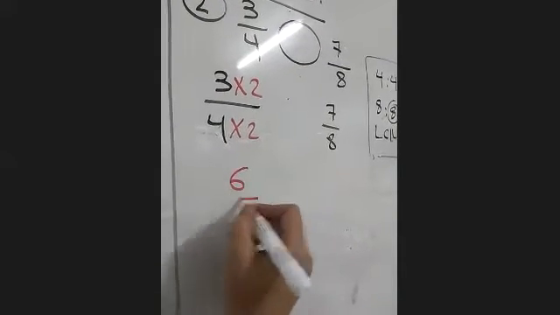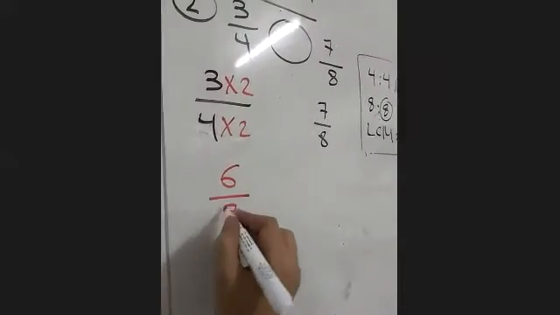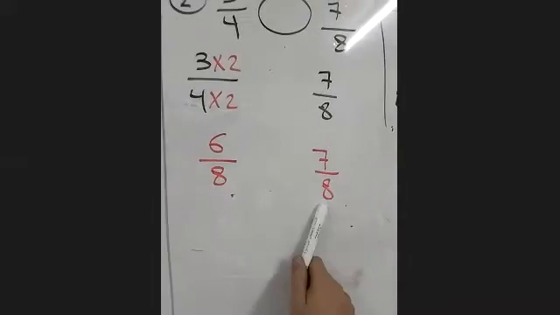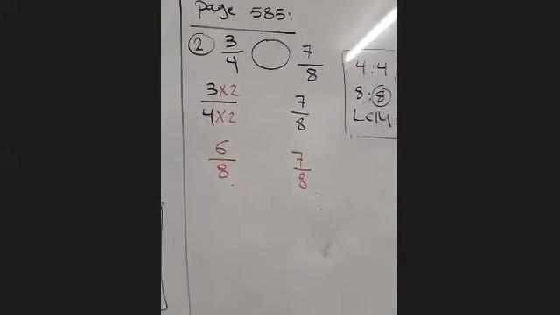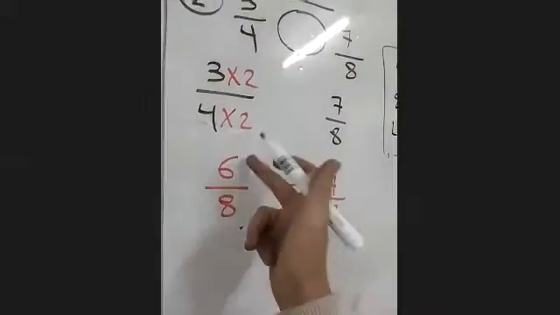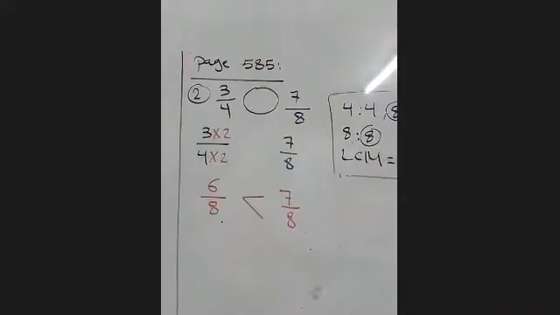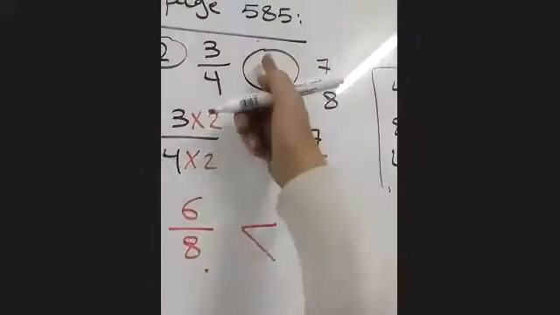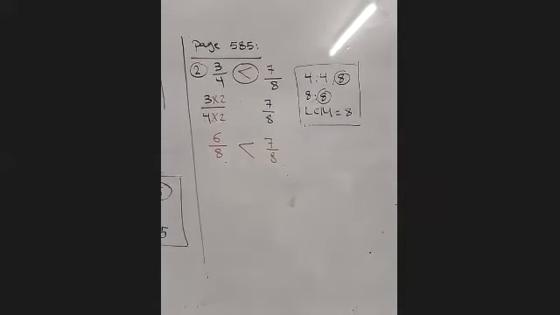6 over 4 over 8. And here, it stays the same, right? Now, what do we have down? Look. The same denominators. 7 over 8 is bigger. If 7 over 8 is bigger than 6 over 8, which one is bigger here, 7 over 8 or 3 over 4? 7 over 8. This sign stays here, okay? Do you understand? I understand.